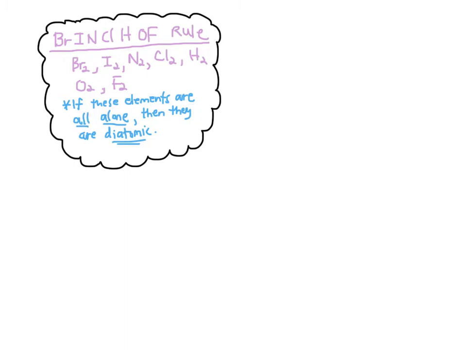when they're all alone, meaning they're in their elemental form, so not bonded to anything, they can't exist as single atoms. They are always diatomic. So notice that it's never just Br, it's Br2, I2, N2. Diatomic means there's 2 of them bonded to each other. So this rule is going to come up a lot when we're predicting products of reactions. So keep in the back of your head the Brinkelhoff rule.